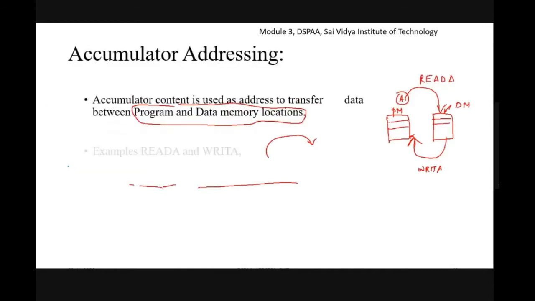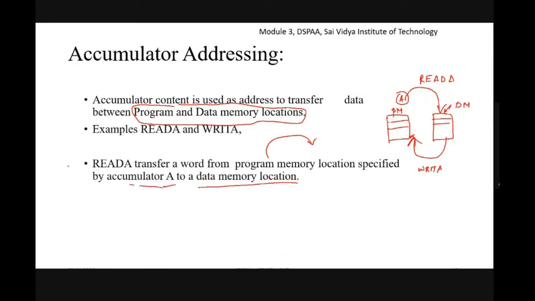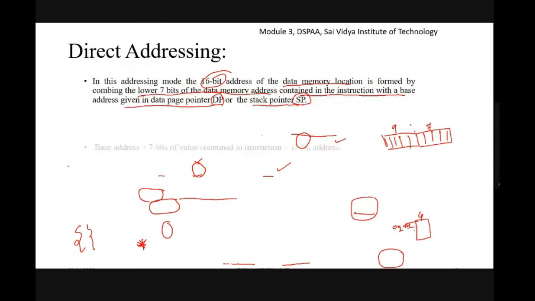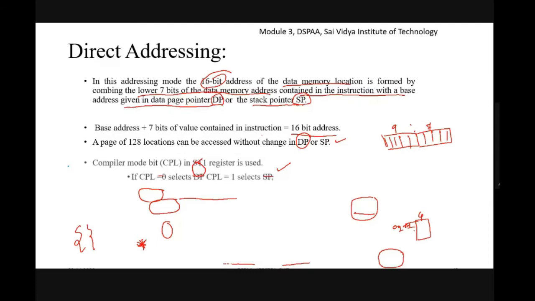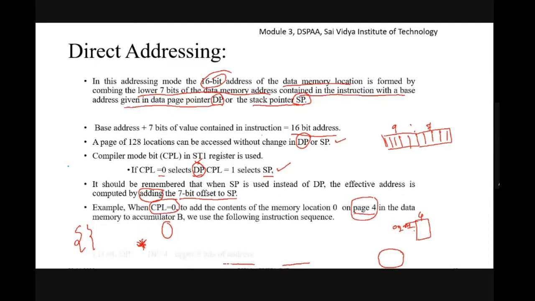In absolute addressing we also started read and write from program memory to data memory and data memory to program memory. So we had variations of this. We discussed these two things in the previous classes. Direct addressing mode involves the data pointer and stack pointer register along with the compiler mode bit. Depending upon the compiler mode bit, either the data pointer or the stack pointer is involved in the calculation of the address. This is one simple example of direct addressing mode we have learned.